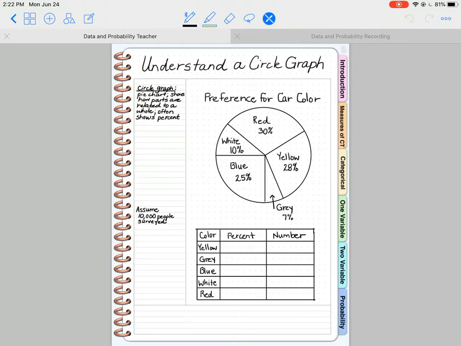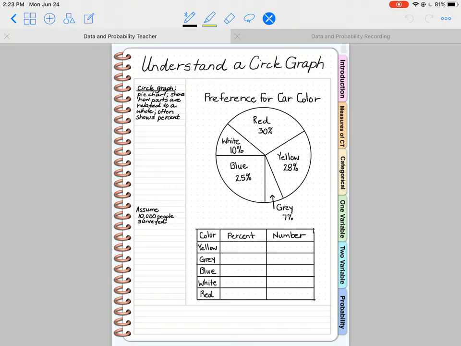I absolutely love circle graphs because I love percents. I like to work with percents. I just think they're a lot of fun, so hopefully you will too. When you get finished with these next couple of pages, you'll know how to read and draw a circle graph if you need to.